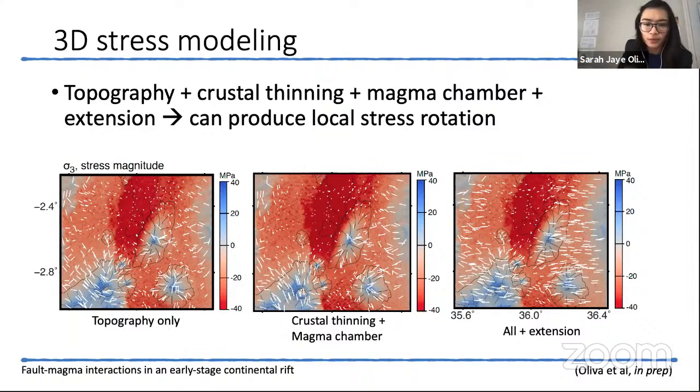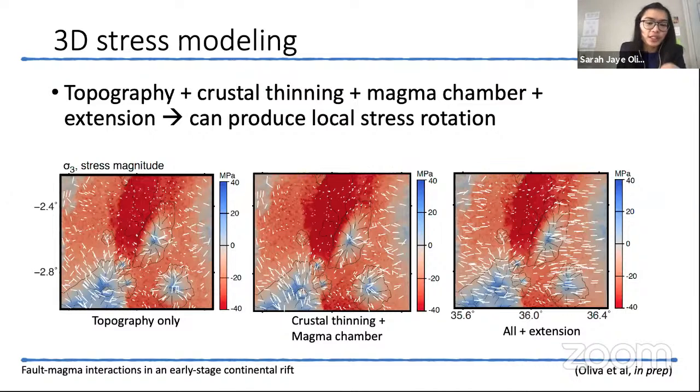So the goal, in addition to doing the 2D modeling, we also did the 3D modeling. These are map views from the 3D modeling. The first image shows a model that only considers topography and the stresses from that. The second image shows the effects without topography, everything subsurface, so the Moho and the inflated magma chamber. And then the third picture shows all three components plus extension.